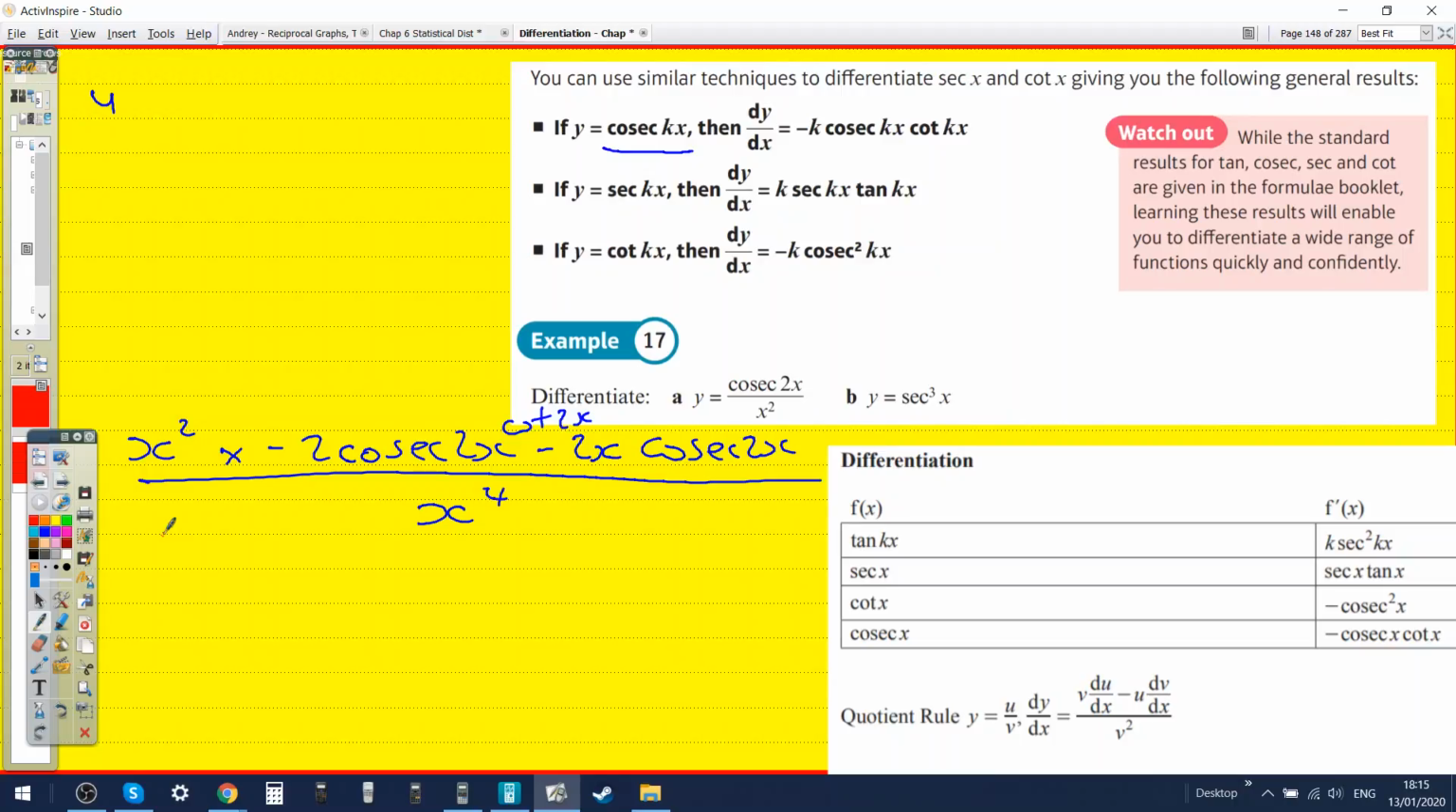I'll do that. How about B? Sec to the 3x. And they want it differentiated, so that's just equal to k sec kx tan kx. So sec. Oh wait, no. Would we write it as the bracket sec x cubed, and then do the chain rule, I think it was? Yep. So then it's equal to 2 value cubed times.